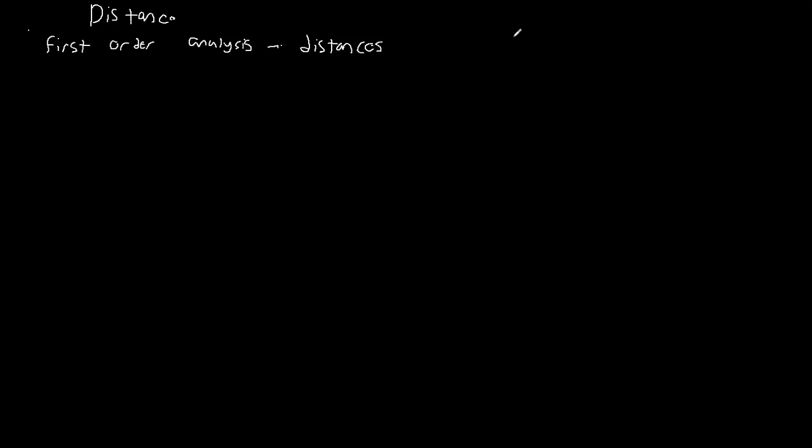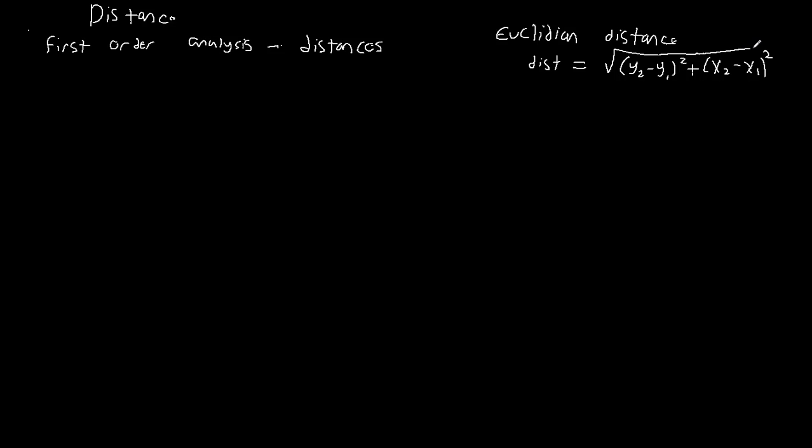In specific, Euclidean distance. If you're unfamiliar, Euclidean distance is equal to the square root of (y2 minus y1) squared plus (x2 minus x1) squared. So this right here is Euclidean distance. The y's and the x's are just the coordinates of the points that you're dealing with. So this is going to be very important as we talk about stuff.